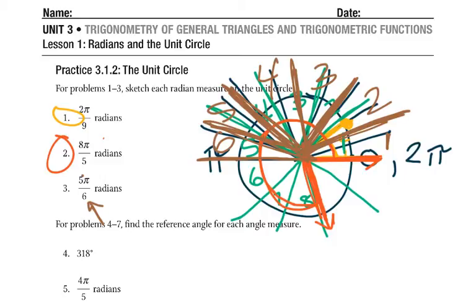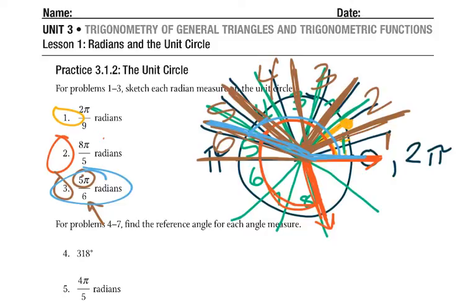But I'm only going to 5 of them. So I start here, and I go 1, 2, 3, 4, 5, and end right there. So that blue angle would be 5 pi over 6 radians. Now, could we convert them to degrees and do the same thing? Yeah, you bet you could.